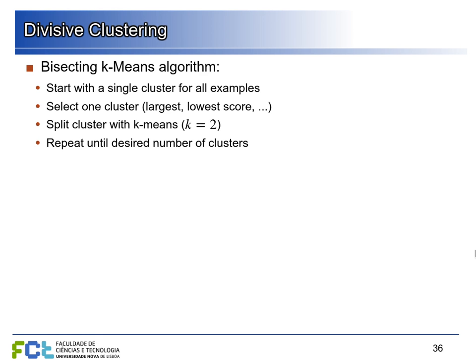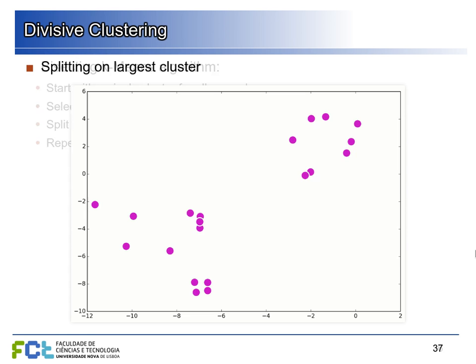And then the iterations consist in selecting one of the clusters, possibly the one with the largest number of elements or the one with the largest spread or something like that, but we have some criteria to select the next cluster, and then we apply k-means with k equals 2 to that cluster and bisect it again. And we do that until either we reach the number of desired clusters or we have each example in a singleton cluster. So each example is its own cluster.